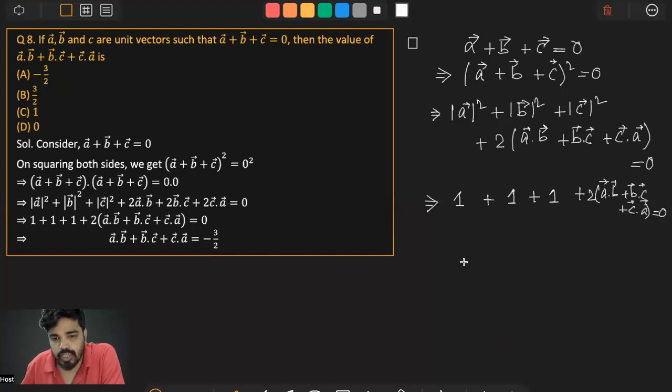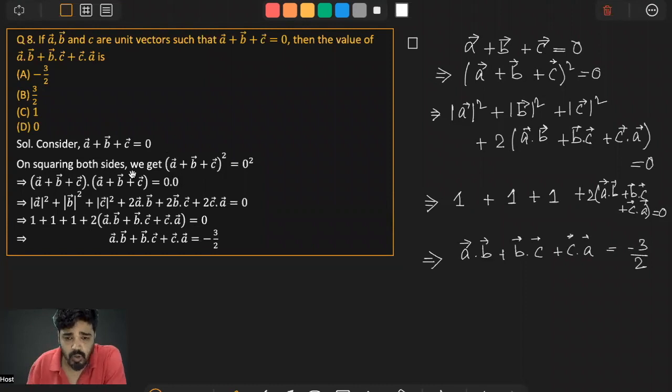So this implies A dot B plus B dot C plus C dot A. 1 plus 1 plus 1 is 3, so it is minus 3. The 2 is here, so minus 3 divided by 2. Getting my point? So this is the answer. Which option is correct? Option A is the correct answer.